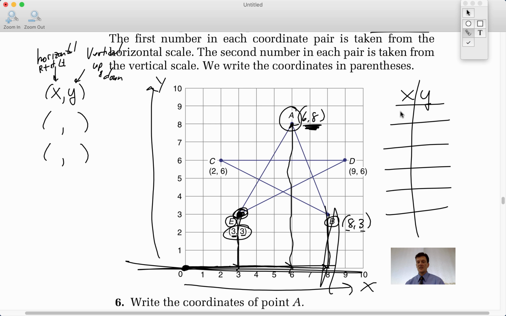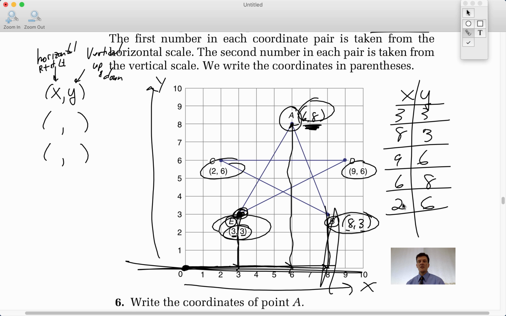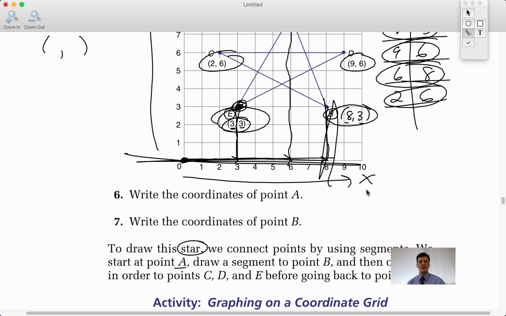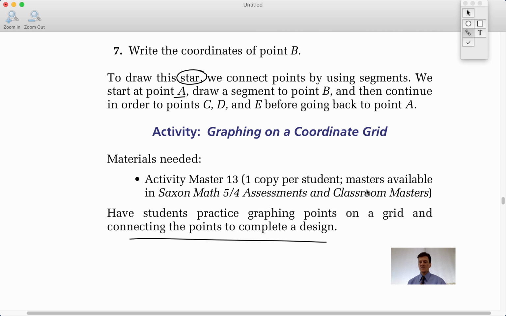So again, you could have, for example, this is 3, 3, so 3, 3, 8, 3, 9, 6, 6, 8, and 2, 6. You can organize them that way and plot each of those as a different point. All of those are different points, 5 different points right there. Okay? All right, so that's just kind of a little bonus topic on graphing and looking at the coordinate grid or coordinate axis system.